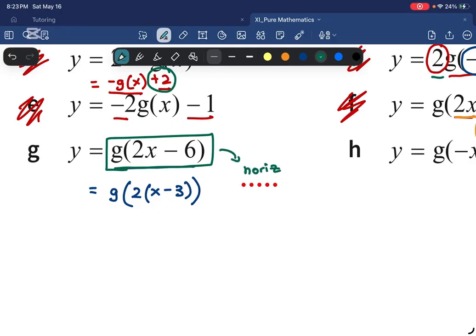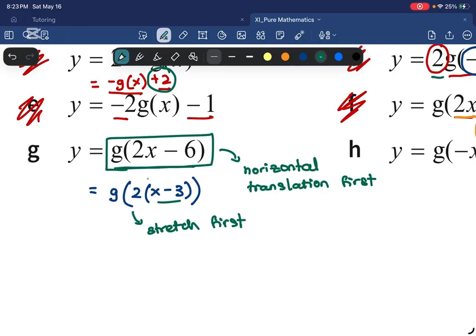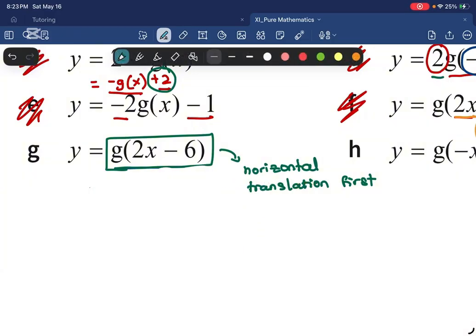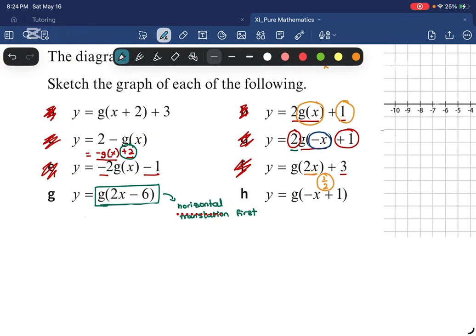All right, so if you write it in the first way, you want to do your horizontal, sorry, I paused the video for a while. You want to do your horizontal translation first, and then your horizontal stretch. If you write it this way, you want to do your stretch first, and then your horizontal translation. So I prefer to do it the first way. I prefer to do the translation first and then do the stretch.